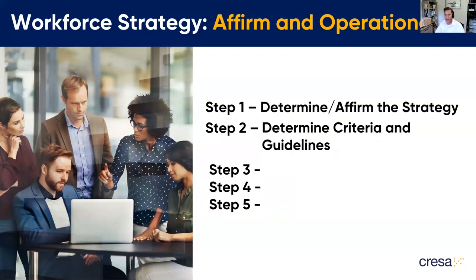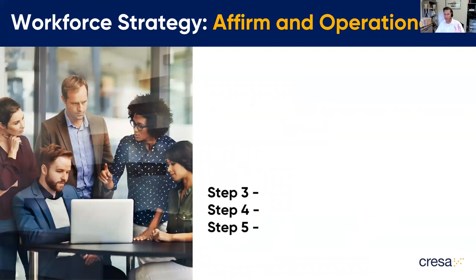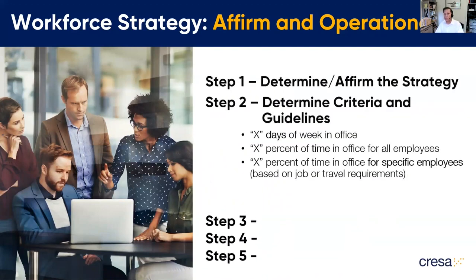Now, once you've made these decisions, you can move on to phase 2, to operationalize the strategy. As mentioned, this is where you determine criteria and guidelines. But we also mean specifics around when people will be working in the office versus remote. And examples include X number of days of the week in the office, or instead perhaps X% of time in the office, which provides a little more flexibility.